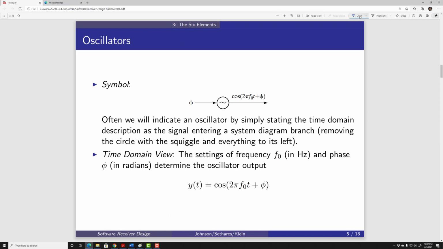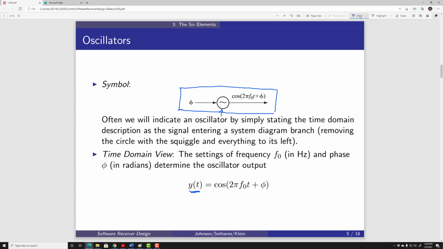The first element is the oscillator. Oscillator can be represented by this symbol. Here is the oscillator. The oscillator input is an arbitrary phase phi. The output is a pure sine wave using a cosine function, cosine 2 pi f0 t plus phi. If the initial phase phi is a constant, then the oscillator output has a frequency of f0. The oscillator can be represented using this equation. The output signal y(t) equals cosine 2 pi f0 t plus phi.